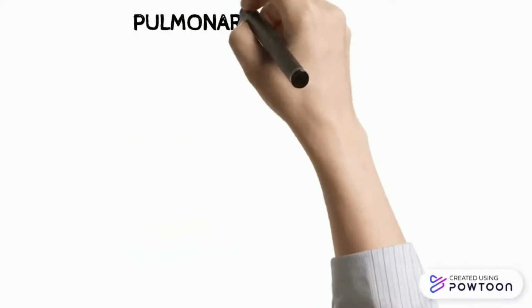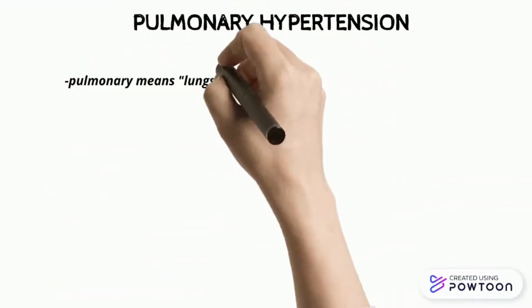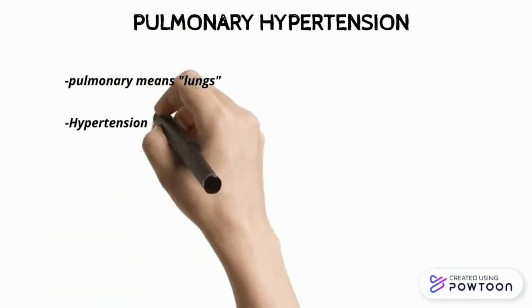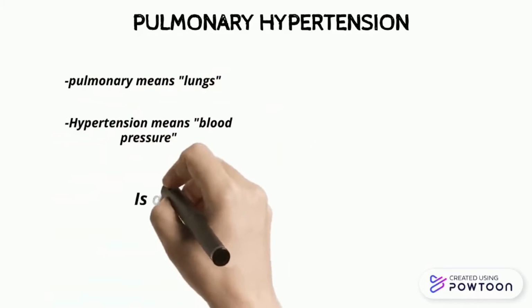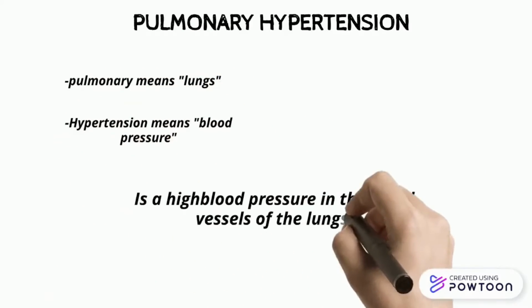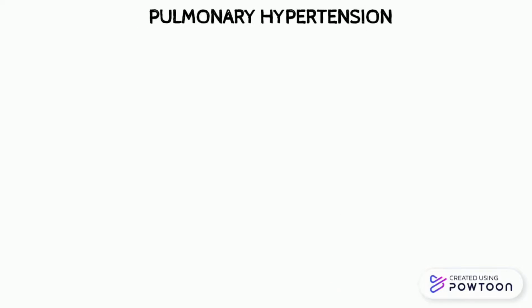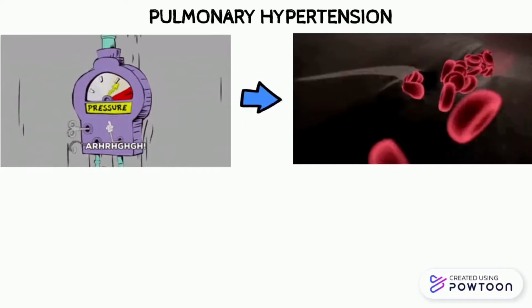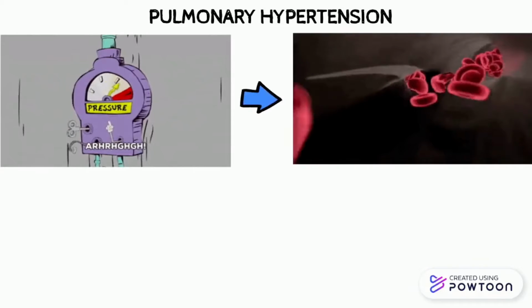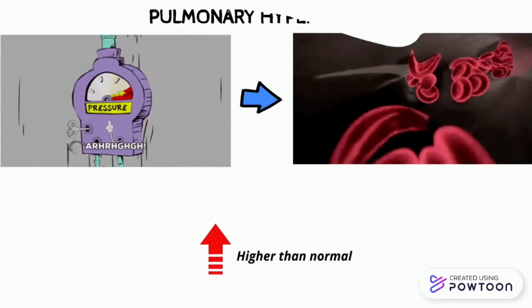Pulmonary hypertension, from the word itself, pulmonary, which means lungs, and hypertension, which means high blood pressure, is a high blood pressure in the blood vessels of the lungs. Pulmonary hypertension occurs when the pressure in the blood vessels that carry blood from your heart to your lungs is higher than normal.